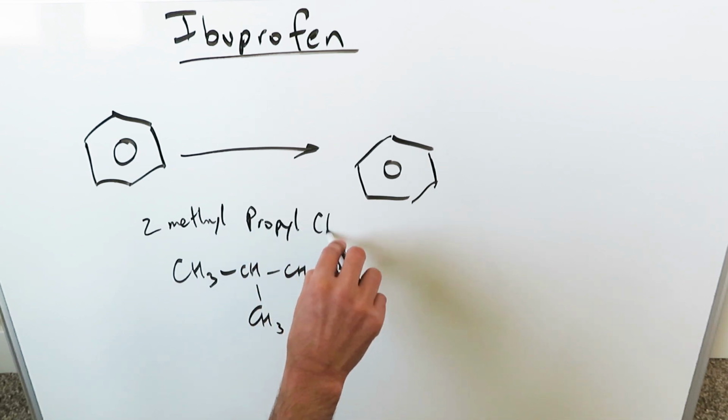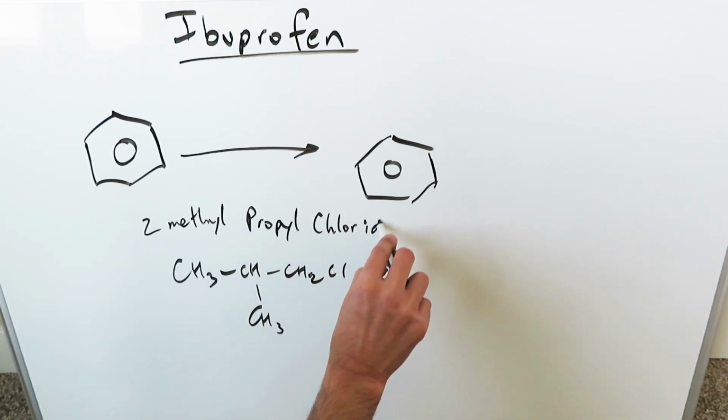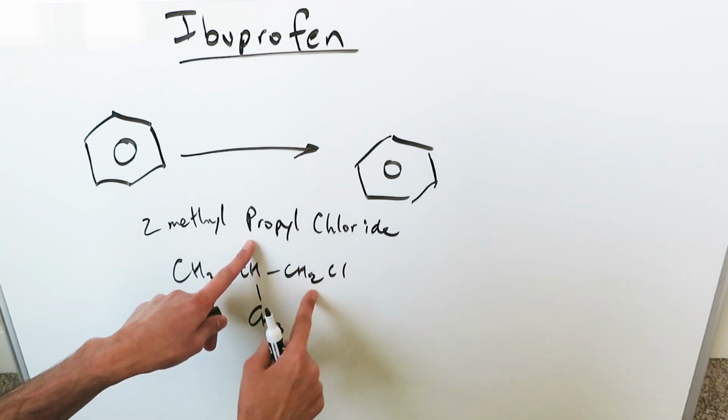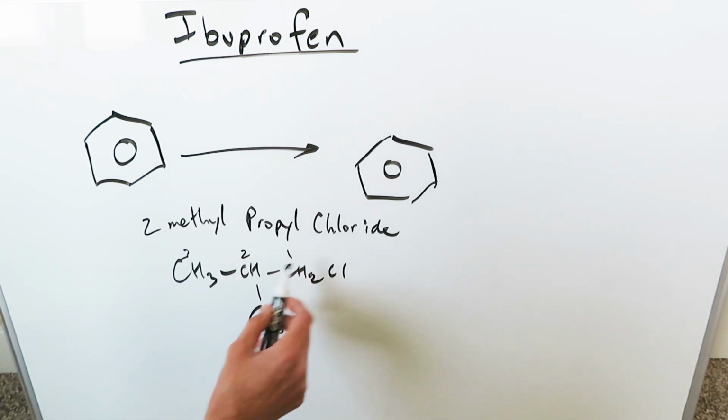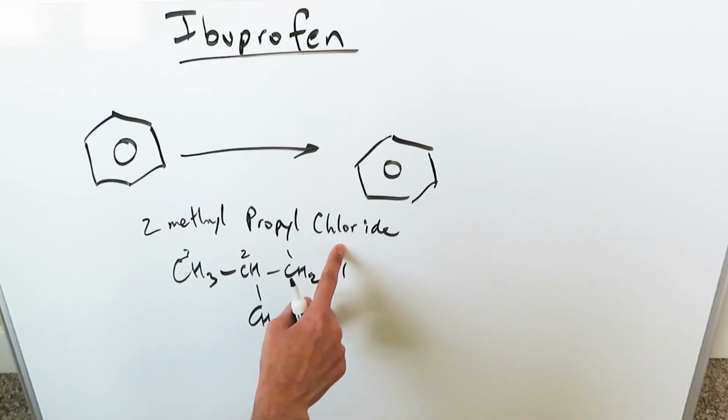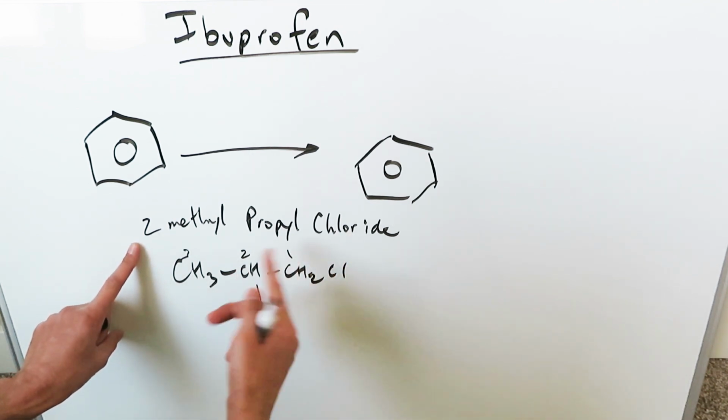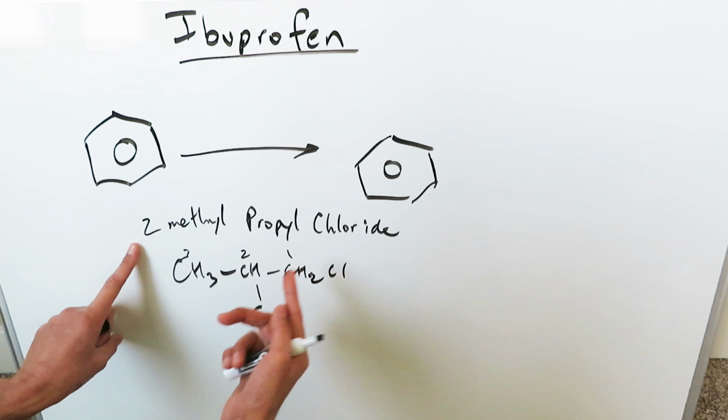And because we're not mentioning a number here for the chlorine atom, it's assumed that it's attached to your first carbon, which is 1, 2, 3. 2-methyl propyl chloride, or you could have even said 1-chloro 2-methyl propane. That's what you have.